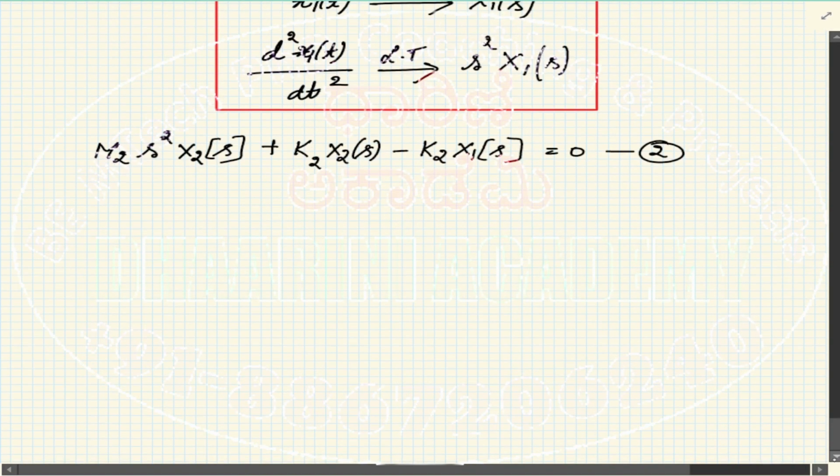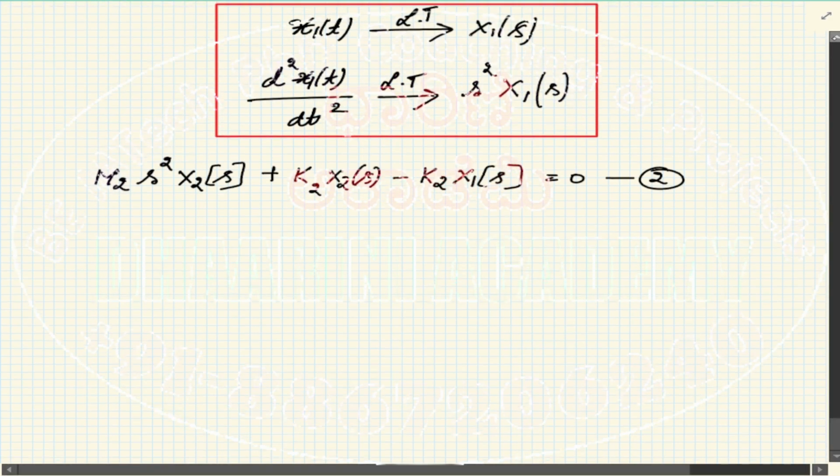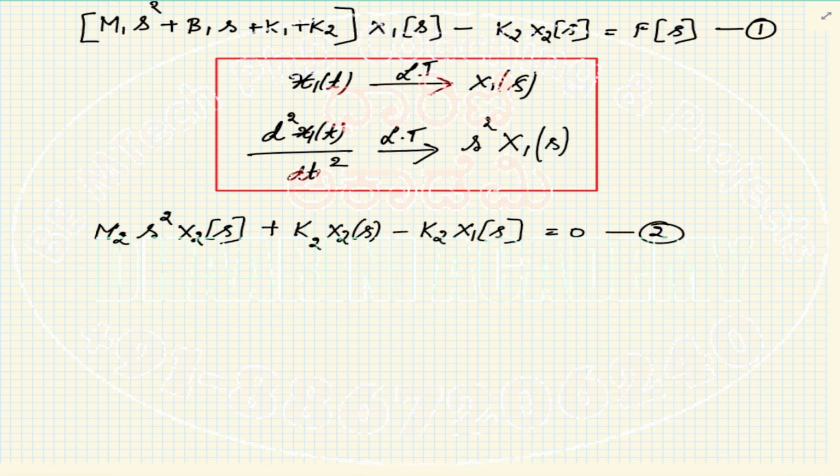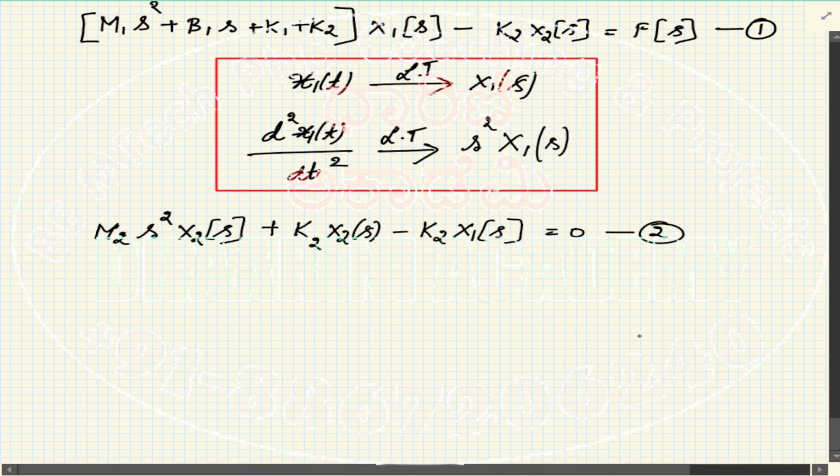The second method is by using the matrix representation. Equation 1 and equation 2 can be represented in matrix form first. In this case they just asked what is the transfer function, that is x2 by F. But if they also ask x1 by F, then the method I told first is going to be tedious, because you have to repeat the same thing, representing the whole x1 in terms of x2.